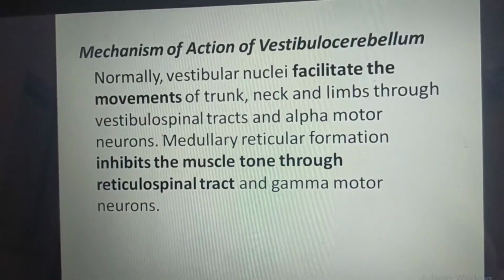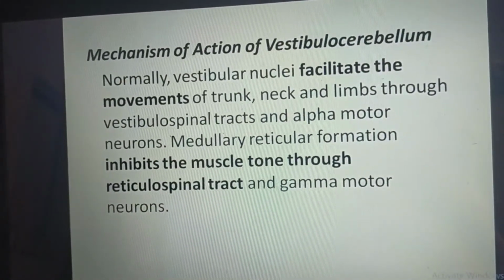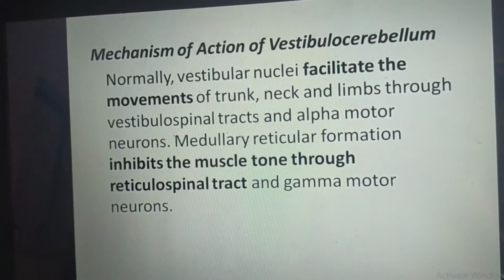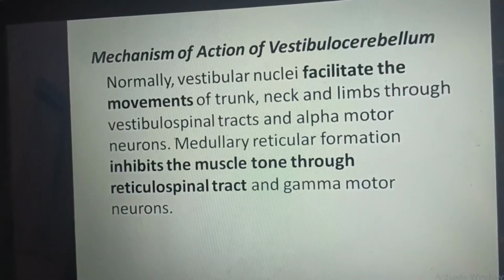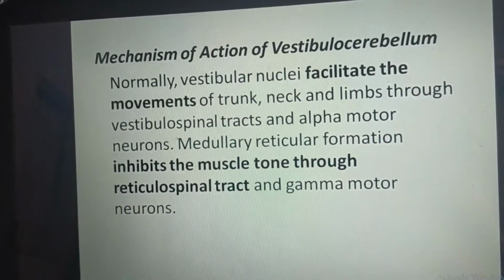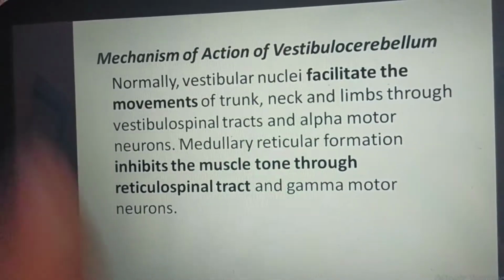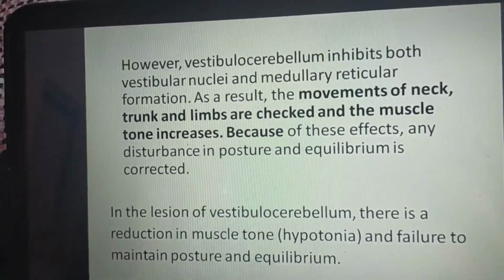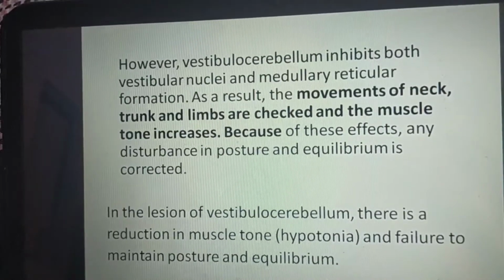Mechanism of action of vestibulocerebellum. Normally vestibular nuclei facilitate the movements of trunk, neck and limbs through vestibulospinal tract and alpha motor neurons. Medullary reticular formation inhibits the muscle tone through reticulospinal tract and gamma motor neurons. However, vestibulocerebellum inhibits both vestibular nuclei and medullary reticular formation.